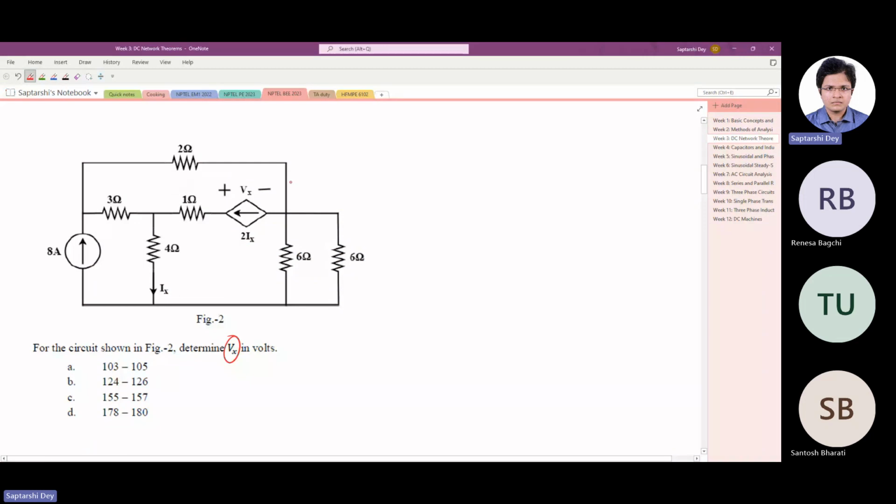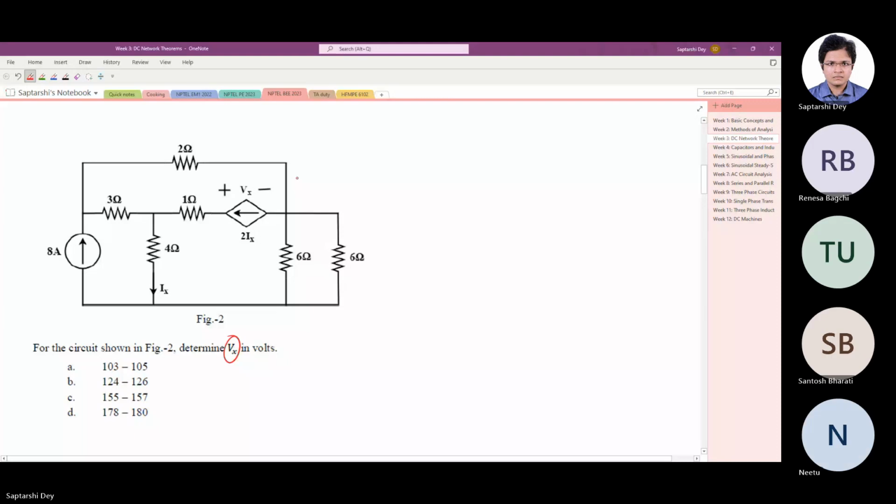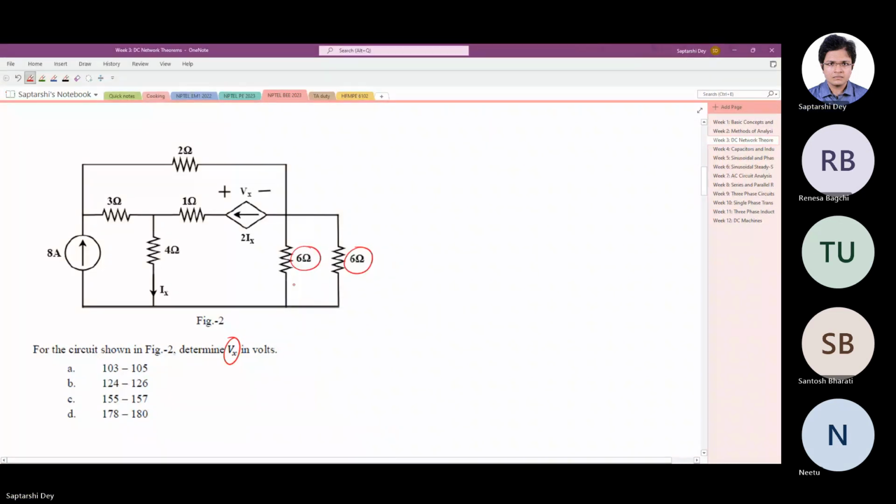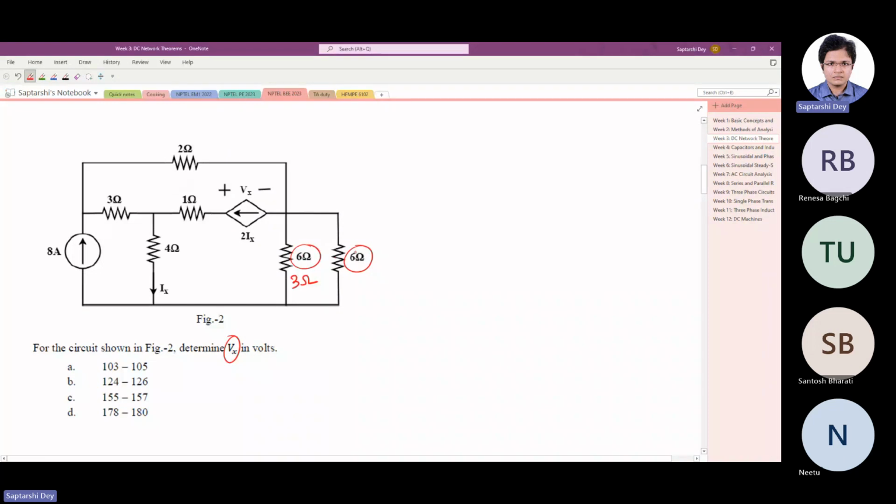Right, so all these circuits, try to solve with as few variables as you can. What we'll do is we will instead take a 3 ohm resistance here. We will take this as 3 ohm resistance and ignore this one. Right, same thing.